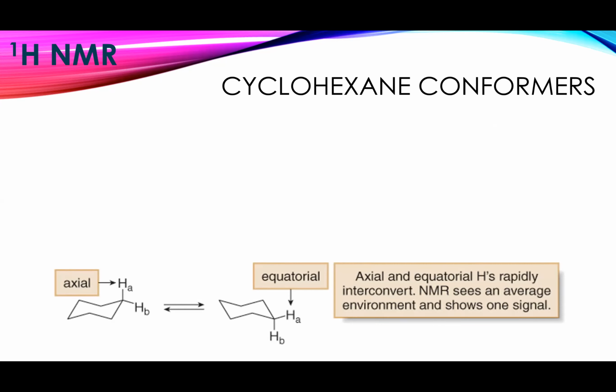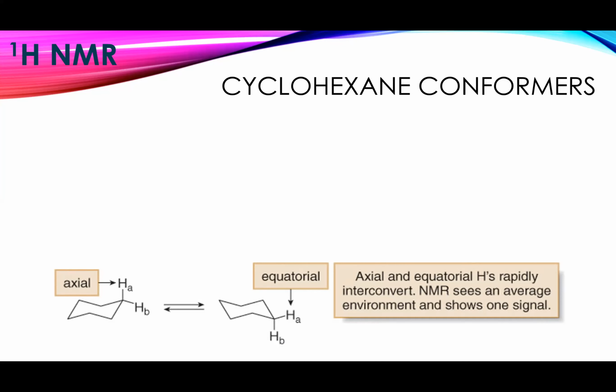So the first thing to note is that axial and equatorial hydrogens rapidly interconvert through chair flips. So as long as there is a reasonable equilibrium between those two protons, the NMR is going to show an average environment and you're only going to see one signal. So even though HA and HB are unique protons, especially if there are substitutions on the ring, typically you see an average of those two signals.